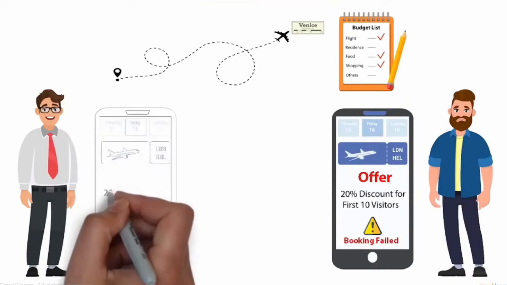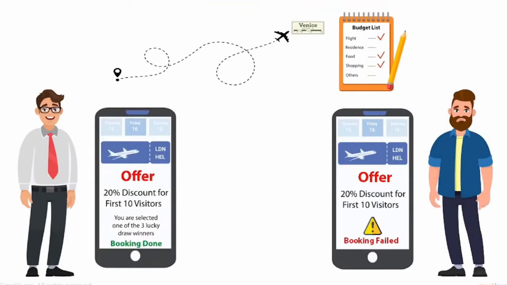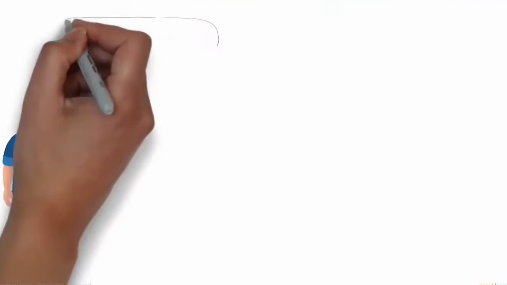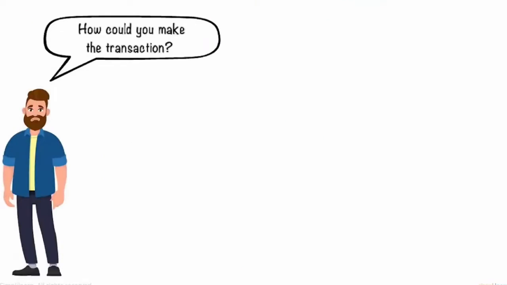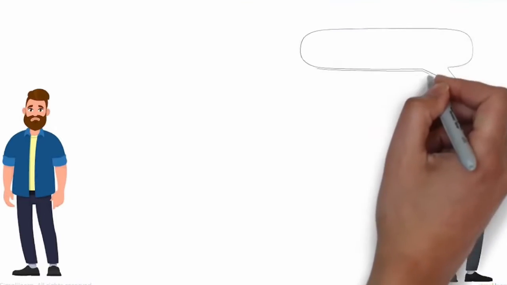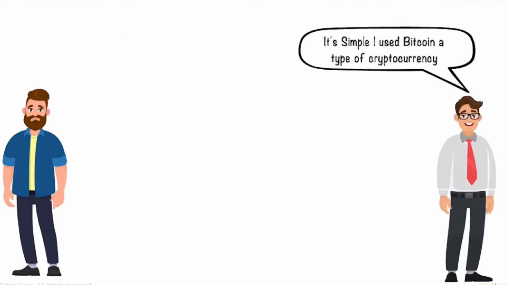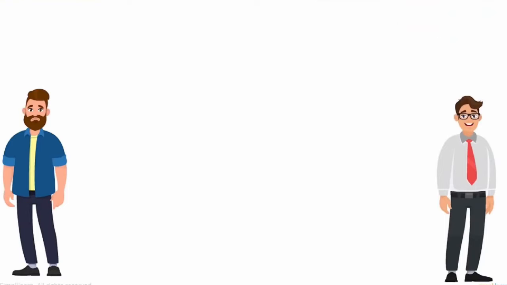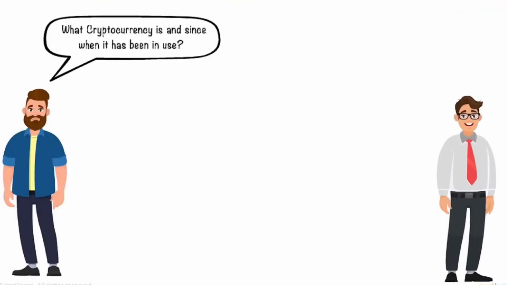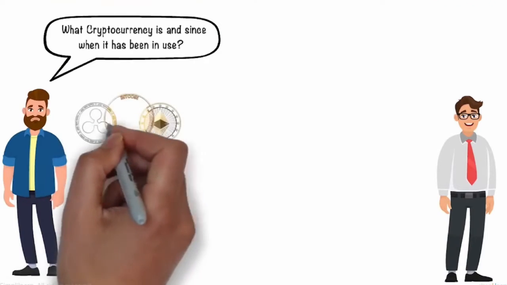On the other hand, Frank paid his share very quickly and easily and became one of the 3 lucky draw winners. Daniel was surprised and asked Frank how he could make the transaction when Daniel himself could not. To which his response was, "It's simple. I used Bitcoin, a type of cryptocurrency." Daniel was confused and he asked what cryptocurrency is and since when has it been in use. Frank stepped up and explained to him.